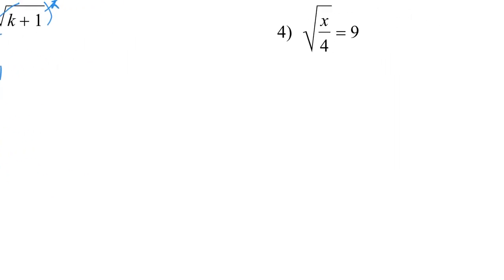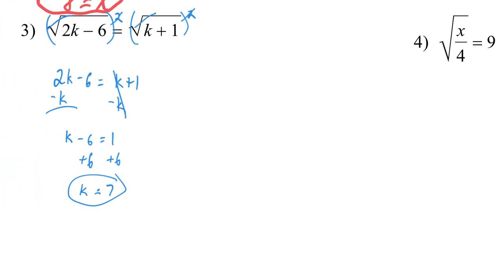All right, so that's the whole idea. Just square to cancel the square root, and then solve the equation that's still there.